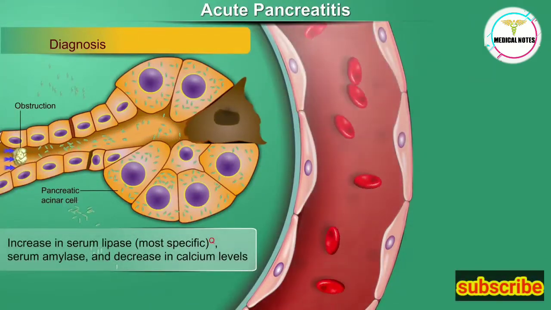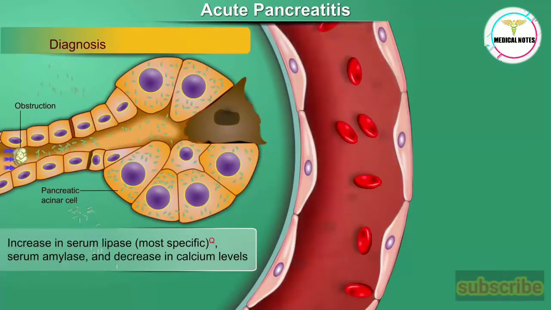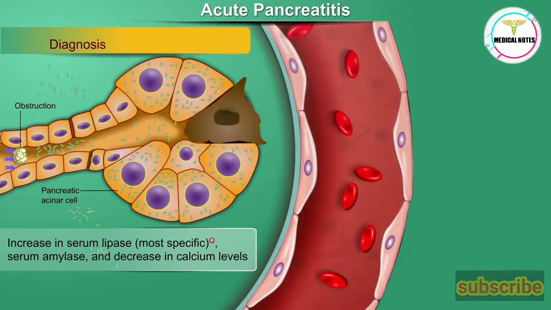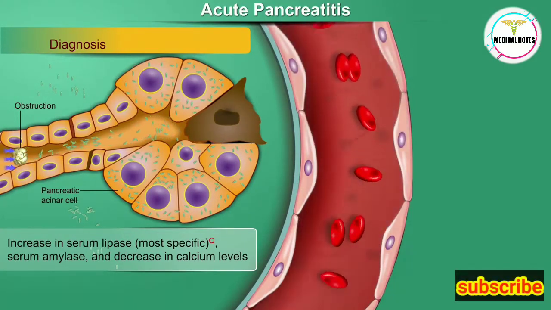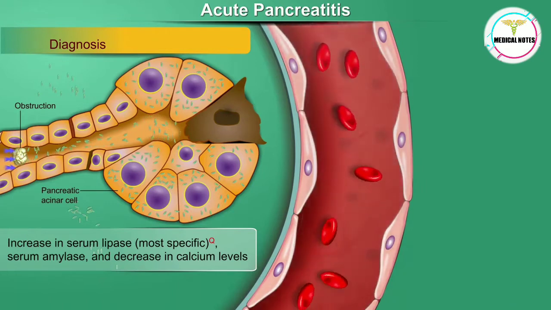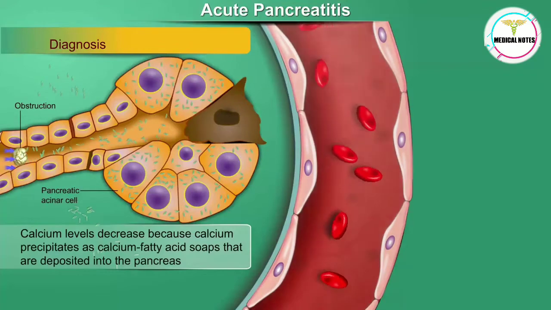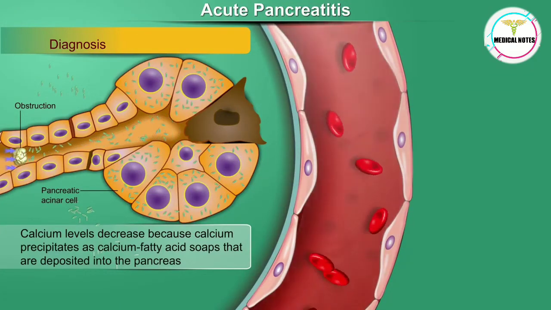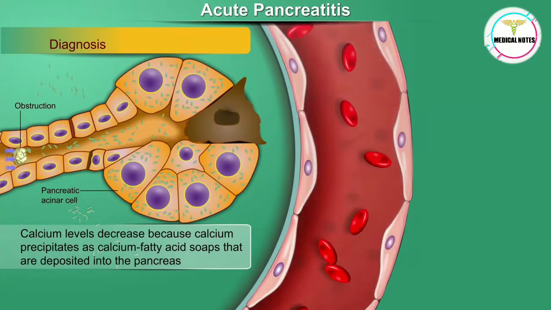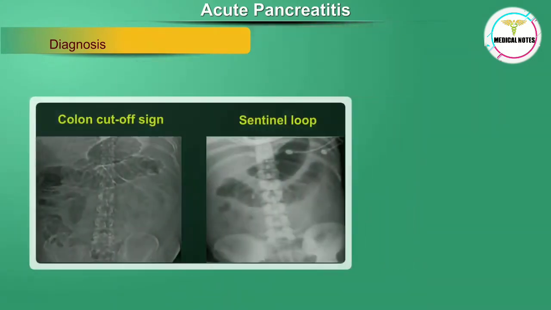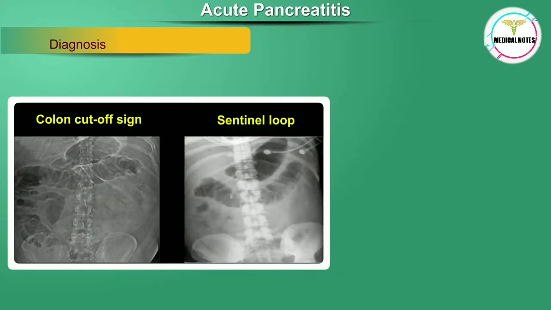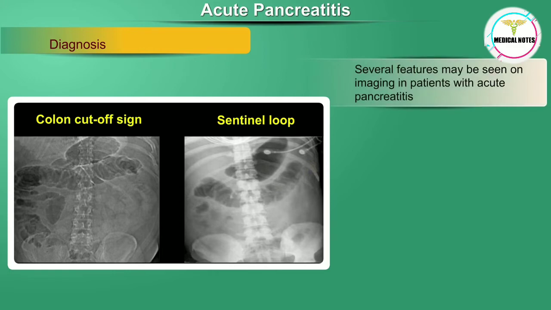Therefore, there will be an increase in serum lipase, which is most specific, and then there will also be an increase in serum amylase and decreased levels of calcium. Calcium levels decrease because calcium precipitates as calcium fatty acid soaps that are deposited into the pancreas. Now let's talk about the various imaging modalities that are helpful in diagnosing acute pancreatitis. Several features may be seen on imaging in patients with acute pancreatitis.